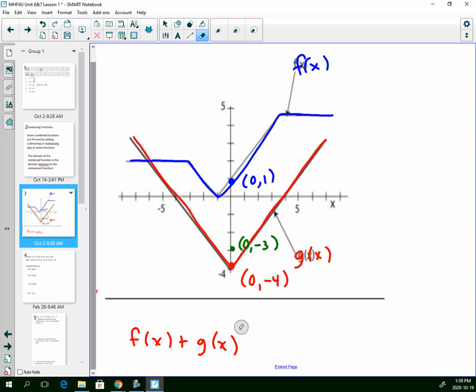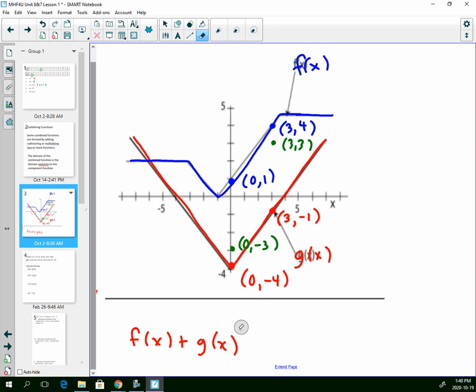Then I'm going to pick another point, maybe somewhere on the right side. Perhaps I'll pick this point here. This point on g of x is at 3 and negative 1. And then I want to pick a point on f of x that is also at 3, and then I look for the y value. That point looks like it's 3 and 4. If I add those two together, the 3 stays the same, and I add the y values, 4 and negative 1, that makes 3. So 3, 3 would be about here.